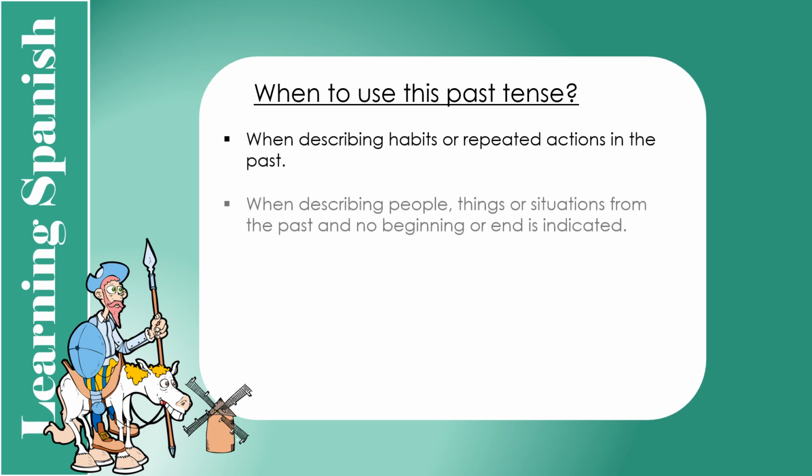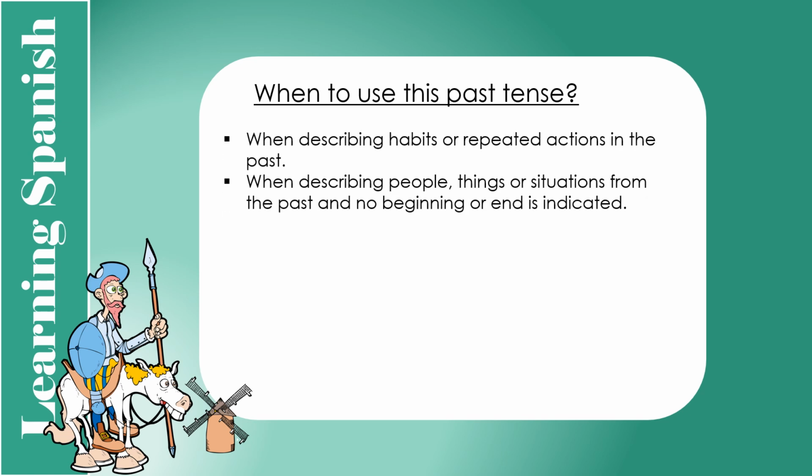Now, when to use this past tense? When describing habits or repeated actions in the past. Or when describing people, things, or situations from the past and no beginning or end is indicated. The pretérito imperfecto can best be regarded as the background against which something took place.